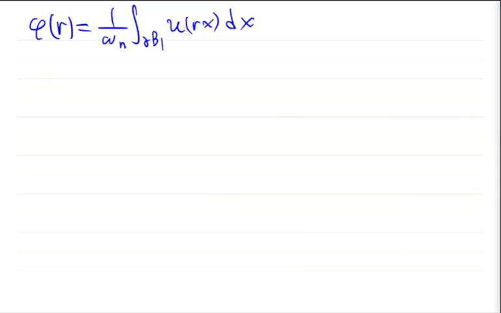Now, to compute the derivative of phi, let's write phi r as one over omega n times the integral over the unit sphere of u(rx) d sigma. We need to do some preparation. We consider a function, and if necessary, we take the derivative.